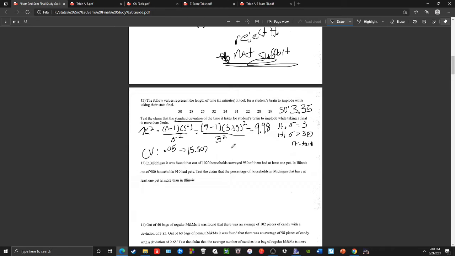Now, how do you compare these? How do you get your reject, fail to reject, support, not support? Well, I would draw a graph. Right? Chi-squares are usually this sort of hump and down shape. I would graph your critical value first. So 15.507, that's like right here.